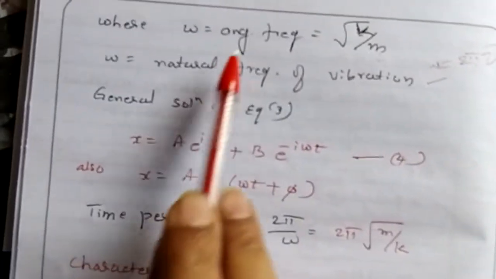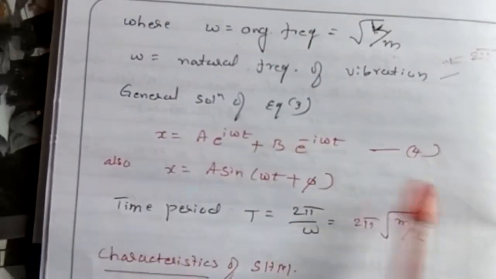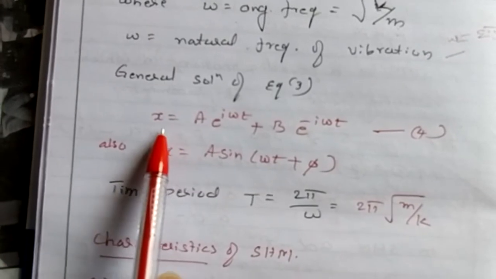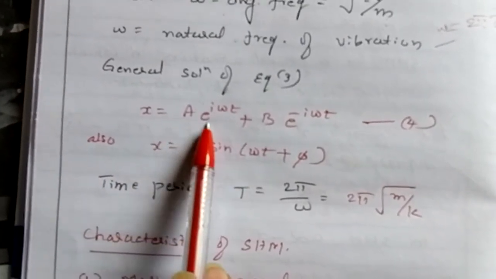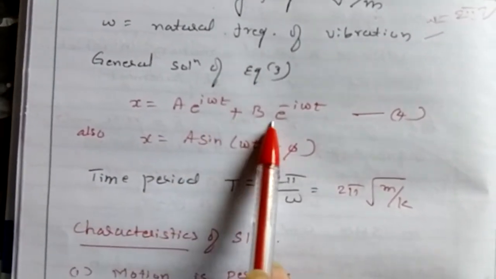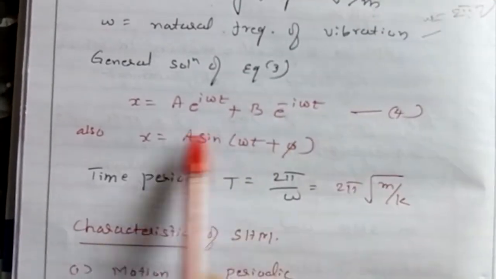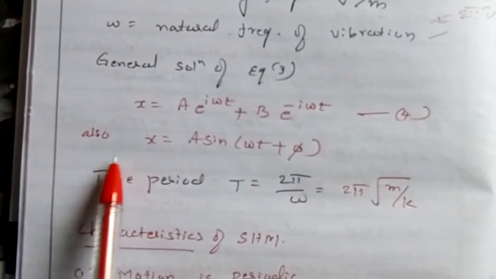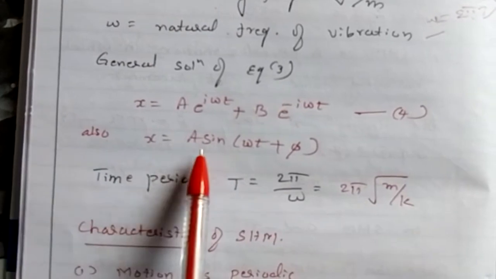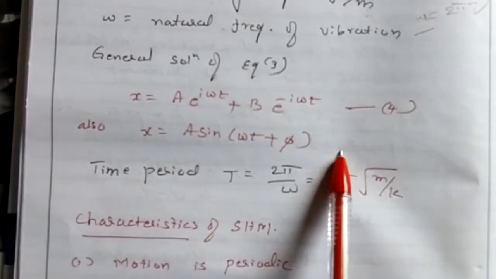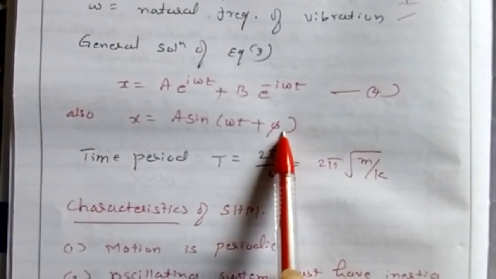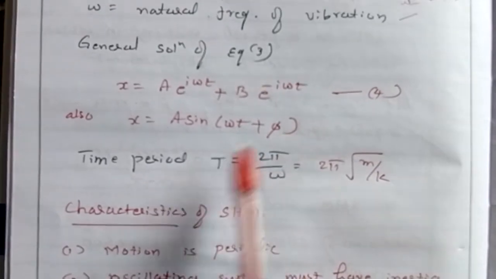The general solution of the differential equation that we considered in the previous page is given by x is equal to A e to the power of i omega t plus B e to the power of minus i omega t. This is the general solution. The general solution can also be written as x is equal to A sine of omega t plus phi. What is phi here? Phi is the angular displacement at t is equal to 0.